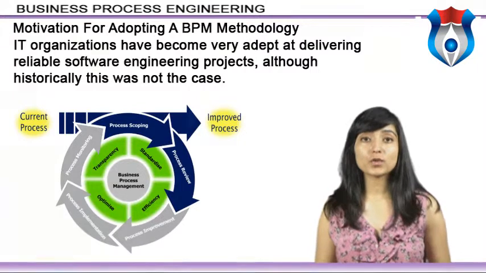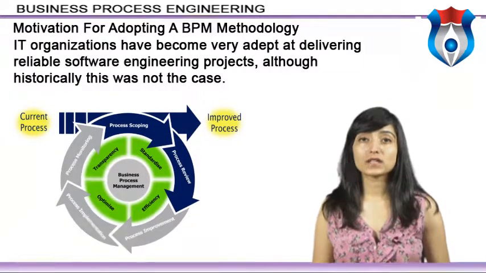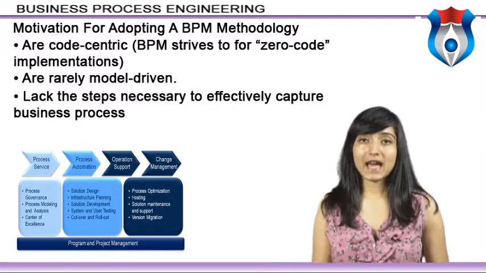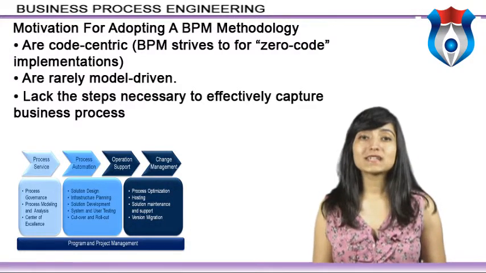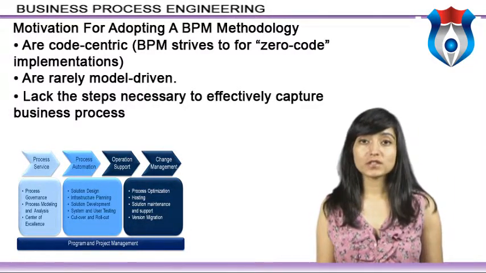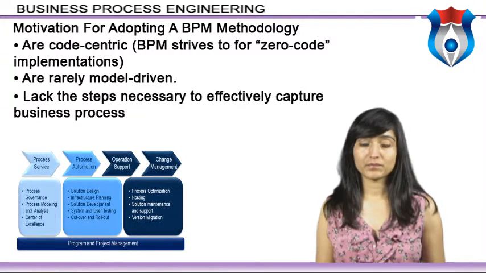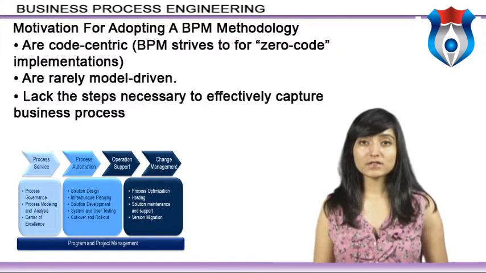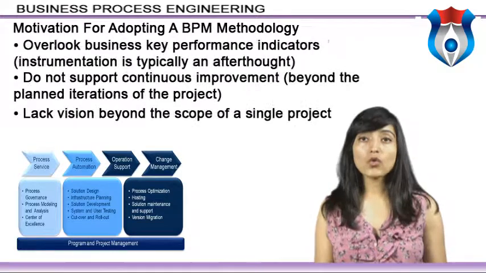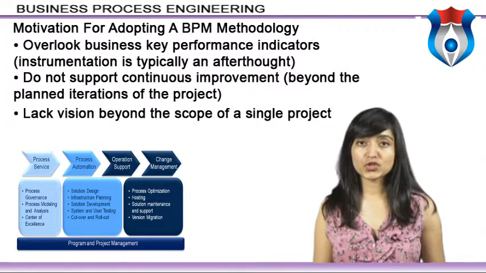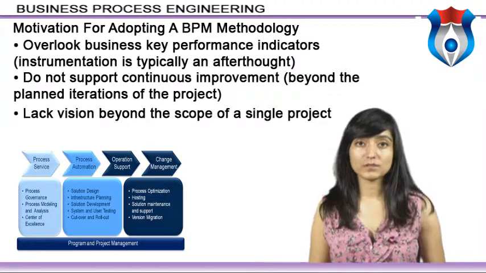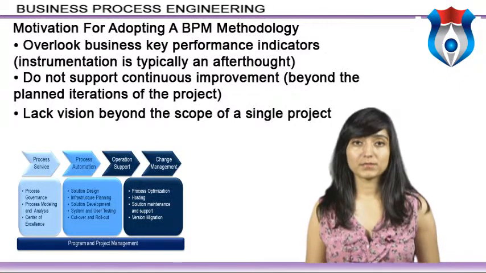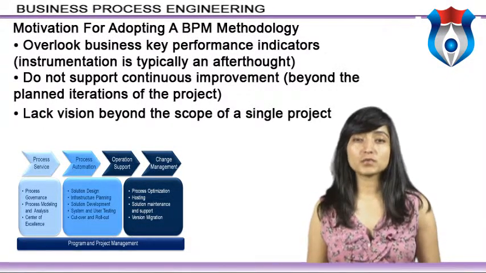The plethora of software engineering methods in common use within IT tend to be inadequate for BPM because they are code-centric. BPM strives for zero-code implementations. They are rarely model-driven, lack the steps necessary to effectively capture business process, and overlook business key performance indicators. Instrumentation is typically an afterthought. They do not support continuous improvement beyond the planned iterations of the project, and lack vision beyond the scope of a single project.